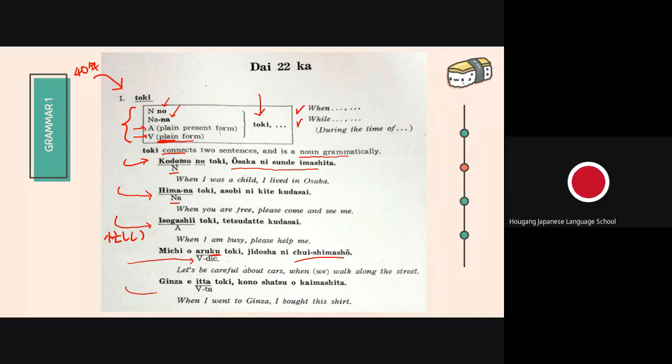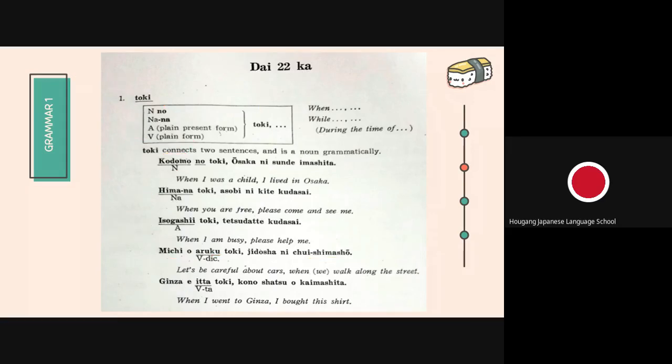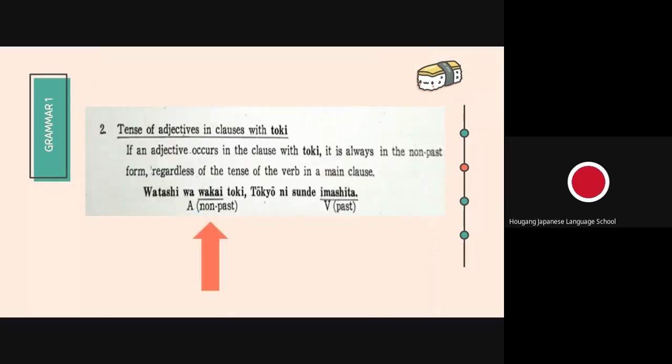Now, past tense, because it happened already. So, Ginza itta toki, when I went to Ginza, past tense, right? When I went to Ginza, kōshatsu wo kaimashita, I bought this shirt. Then with toki, you can use it for a lot more things in Japan. This is a bit of additional stuff. It can be a non-past tense here and then past tense there.